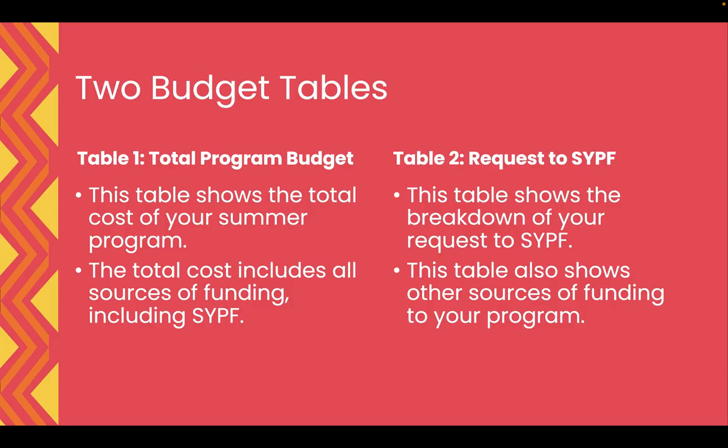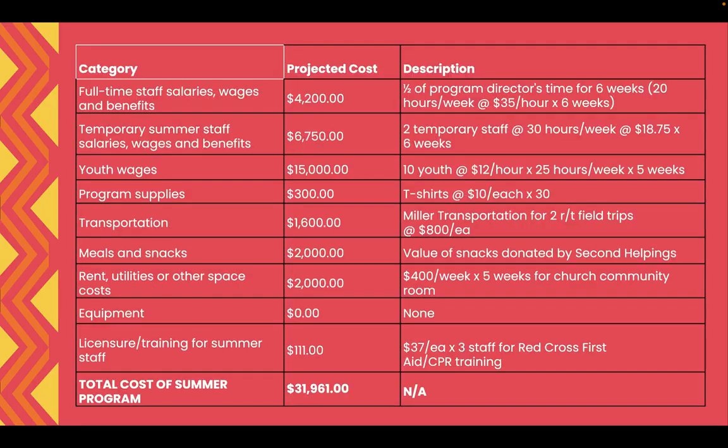We want to understand, okay, they're planning to raise $100,000. Maybe Summer Youth Program Fund is only going to chip in $15,000. Is that a viable program? How are they going to adjust their plans if they only get $15,000 from Summer Youth Program Fund? There are lots of ways to close that gap, but that is one of the questions we look at. That's what we're trying to understand: the difference between your total program budget, how much it really costs to do the program, and what your request to Summer Youth Program Fund is.